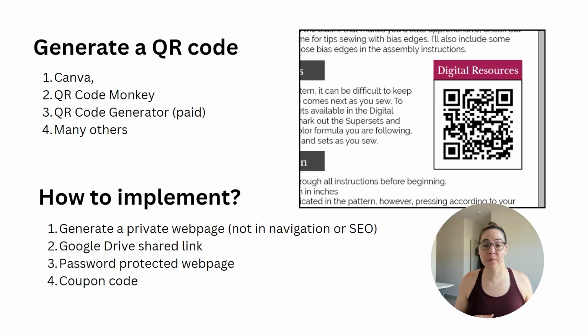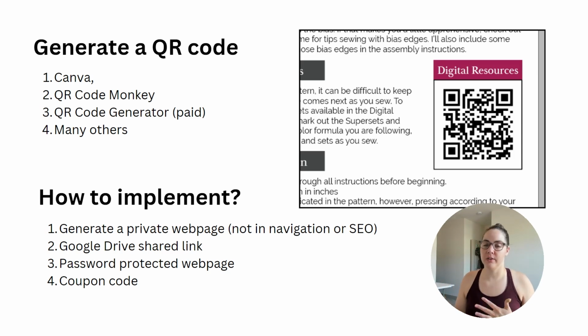But you could also do it with a coupon code. So you could create a product on your website and then just include the coupon code inside that pattern in the explanation of what the digital resources are so that people can get access to them for free. And that way, if you have somebody that just wants the digital resources for whatever reason, but they haven't bought the pattern, they can still get it. They just have to pay for it, which is totally fine.